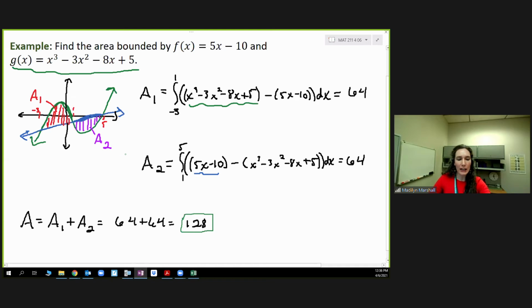We have one application of this area at the end of section 6.1. Before we do that application, are there any questions about what we've done so far today? Okay.